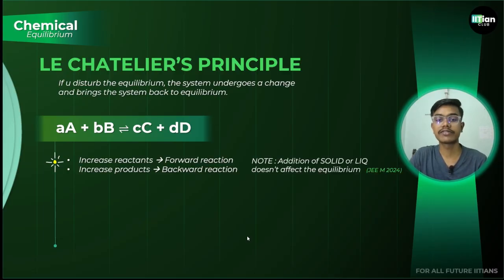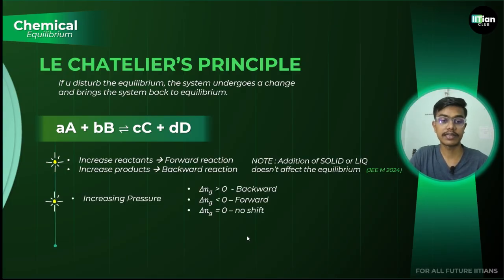Please note that addition of solid or liquid does not affect the equilibrium. This was tested in a recent JEE Main question. Next up, you have increasing the pressure. If the delta Ng is greater than 0, then the reaction moves backward. If the delta Ng is less than 0, the reaction moves forward. If delta Ng is equal to 0, there is no shift in equilibrium and the equilibrium remains.